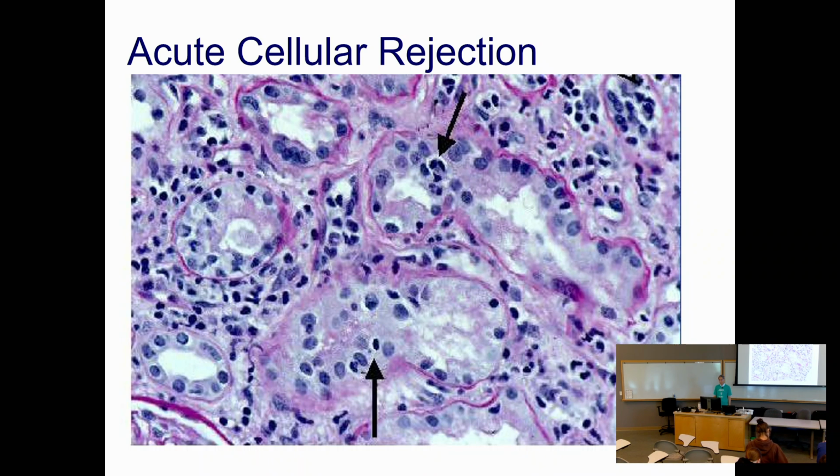So acute cellular rejection is shown here. You can see infiltration by lymphocytes into the tubules of the kidney, causing tubular damage. Here's another one down here.